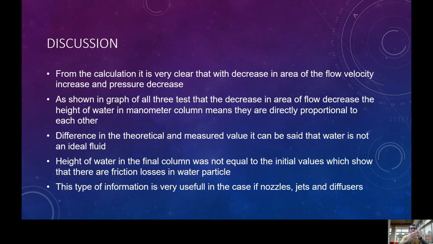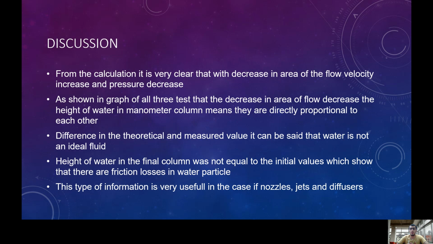Now, discussion. From the calculation, it's very clear that with an increase in the area of the flow, velocity decreases and the pressure increases. As shown in the graph of all three tests, the decrease in area of flow decreases the height of water in the manometer columns, meaning they are directly proportional to each other.